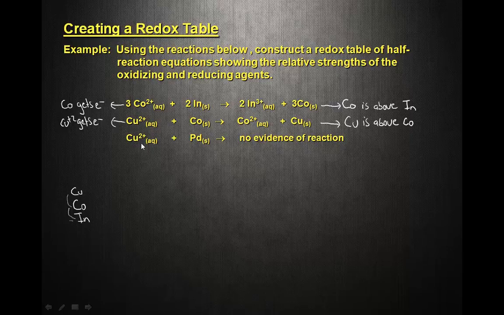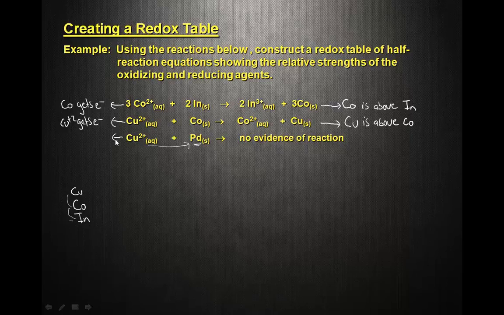So the last experiment, what we see is Cu2 plus and Pd. So Pd, you'll see, is going to be highest on the list, because here's what happens. Copper plus 2 goes up to Pd and says, give me your electrons. And it says here no evidence of reaction. In other words, Pd did not give its electrons to Cu plus.